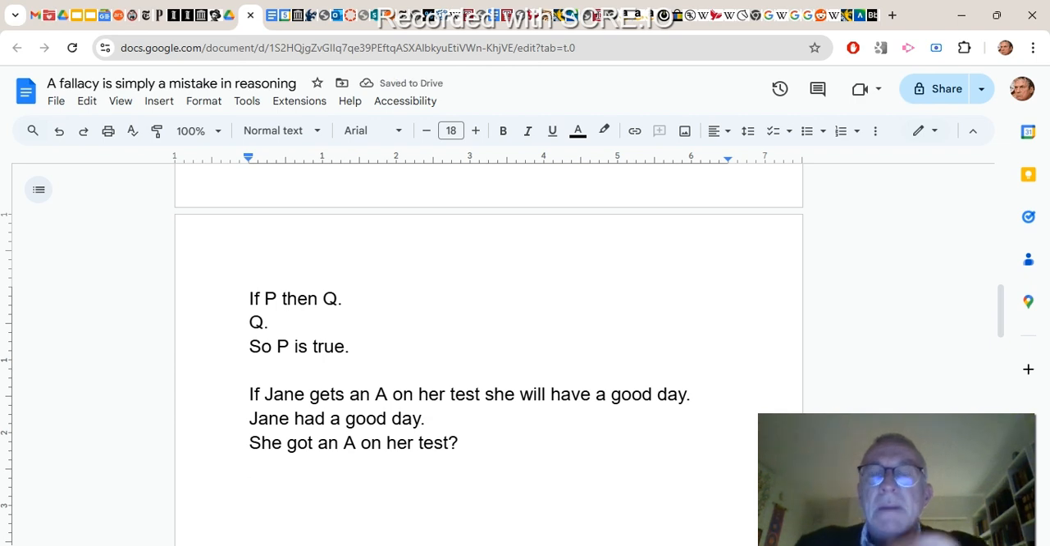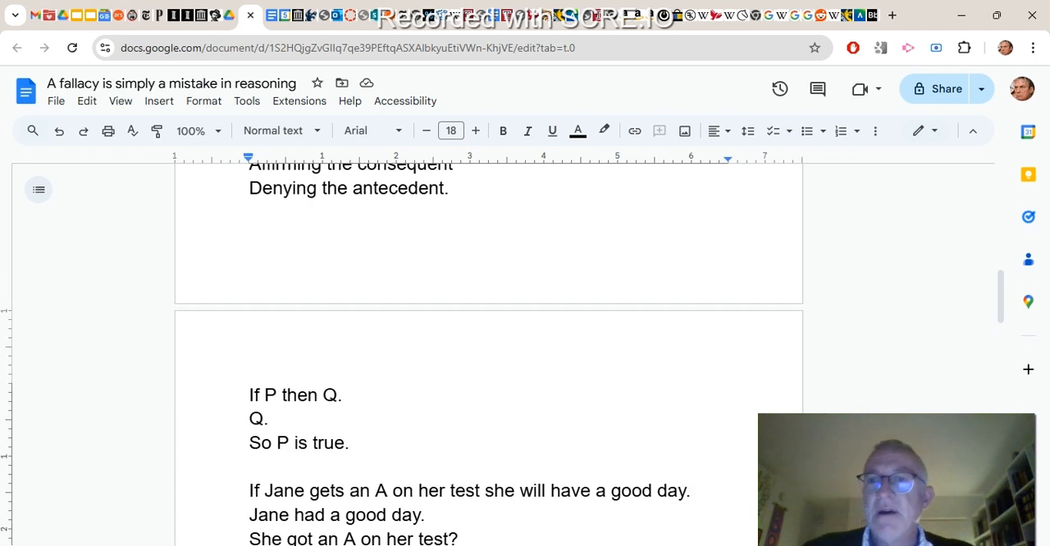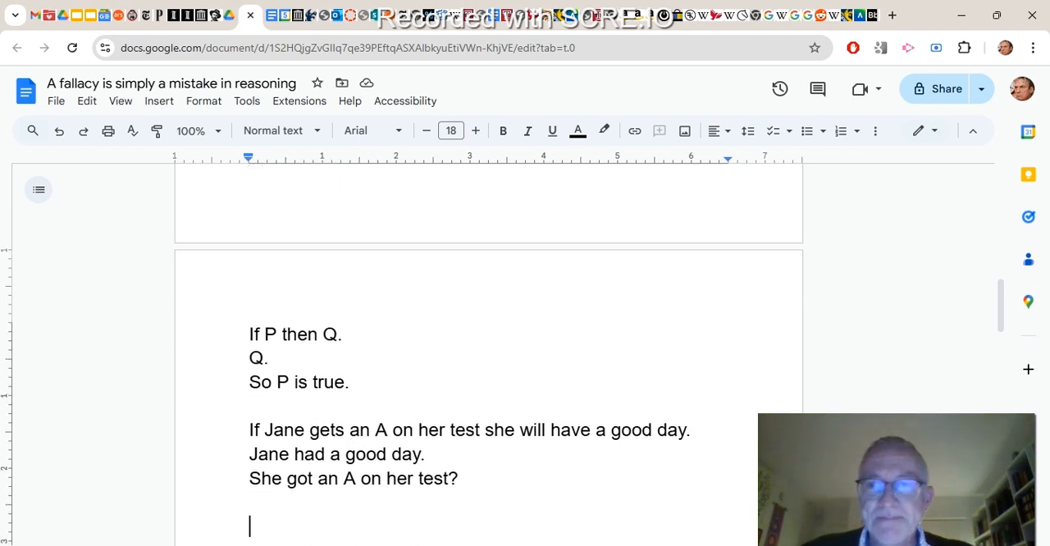Think about it. If Jane has a good day, it may be because of other things that happened, right? She might have had a good day because she won the lottery, or she found an old friend that she thought was lost, or something like that. So, in a conditional statement, if P then Q, all we know is that if P is true, Q must be true, but it doesn't go the other way, right? If Q is true, it's not saying that P must be true. So it is actually a fallacy, and that is the fallacy of affirming the consequent.